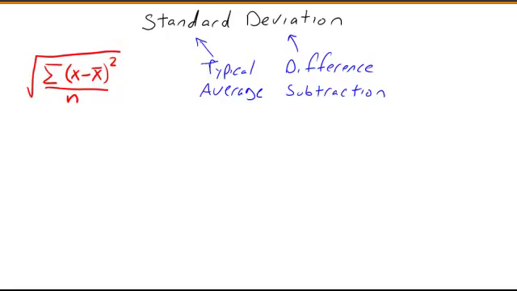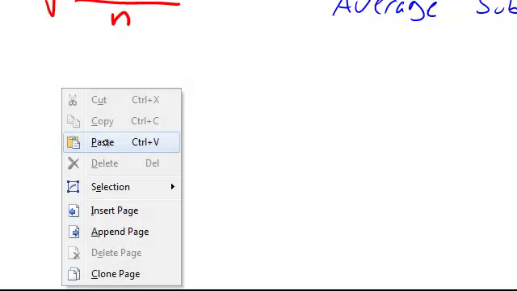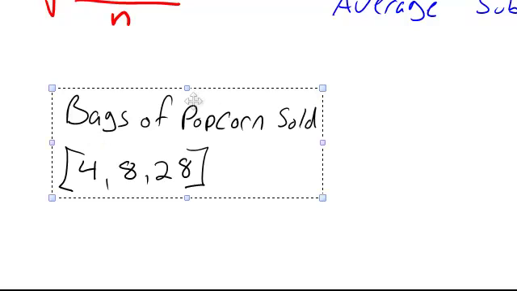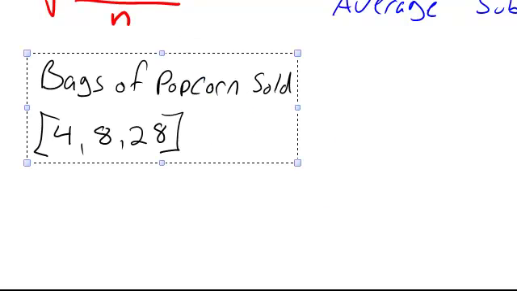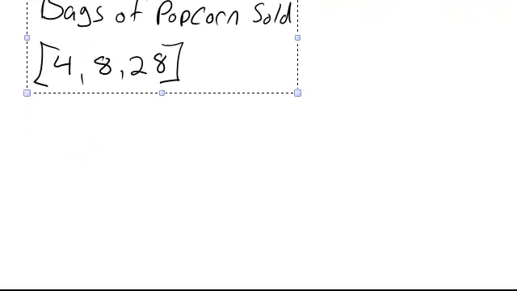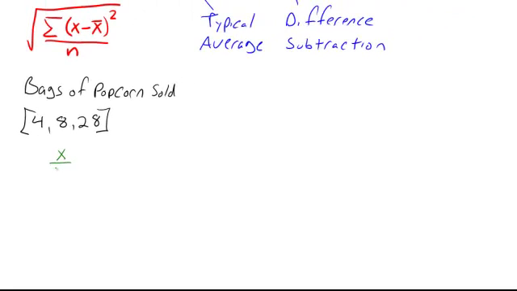Right, so let's do this. I'm going to take a set of data that I already made up. We're going to call this data, it's all popcorn. So it's bags of popcorn sold, pretend like some kids sold some popcorn. How much variation is in that data set? So I start with my x values. My x values are just each value in my data set. So I'm going to make a little list of them.